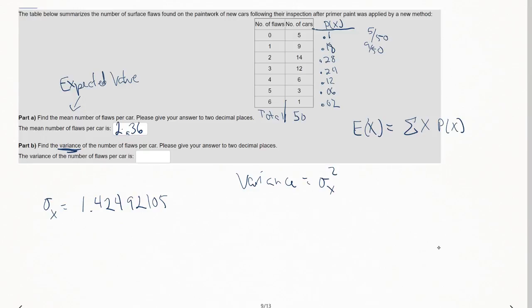So in terms of what we have as our final answer, we get 2.0304 as our variance, just by taking this and squaring it. Okay, so taking this number, squaring it, gives you that answer. Hopefully that makes sense on that part.